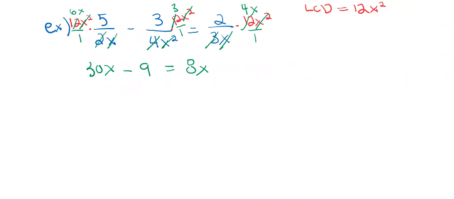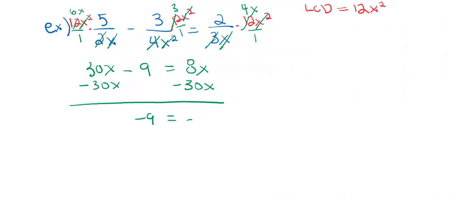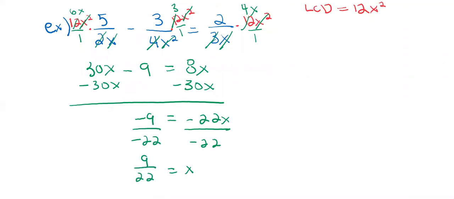Okay, so now I have an equation that I can solve as normal. So I'm going to go ahead and subtract 30x to get the x's to one side. So that's going to give me negative 22x. Then to solve for x, I'm going to divide both sides by negative 22. The negatives are going to become positive, but I can't simplify this fraction any further.